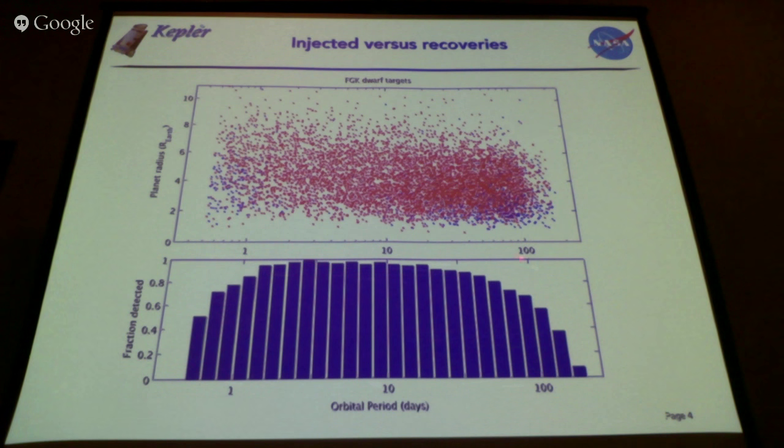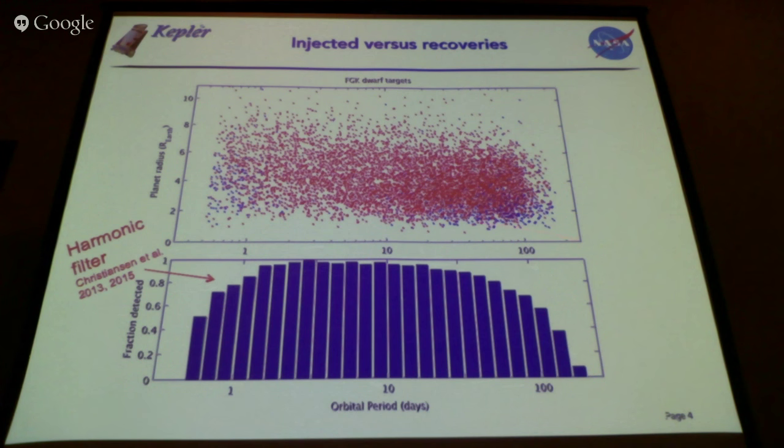Between, say, 3 days and 30 days, this is about 95%. And you can see this fall off at short periods and long periods. Now, the short period fall off might surprise you if you haven't seen it before. This is due to the harmonic filter in the pipeline. It's been talked about a few different times already in the literature, so I won't go into it.